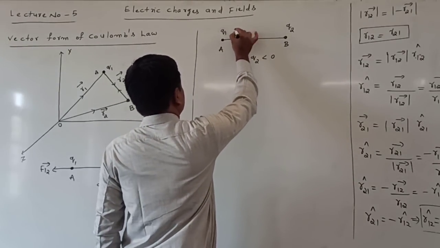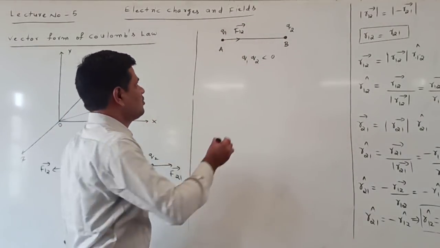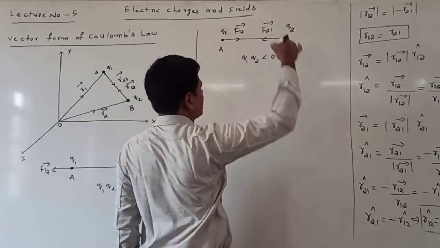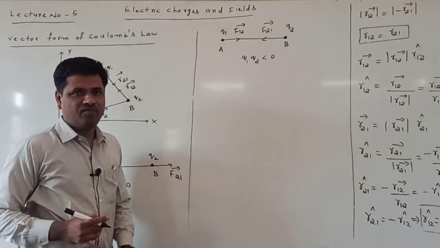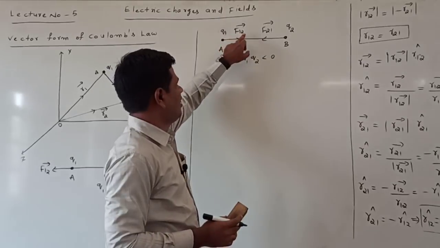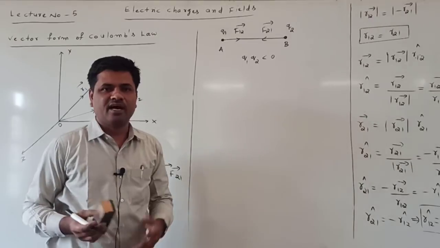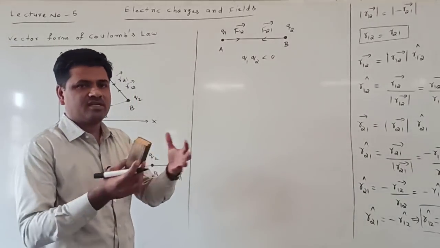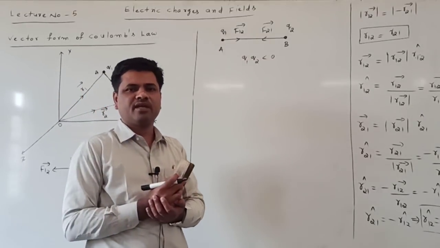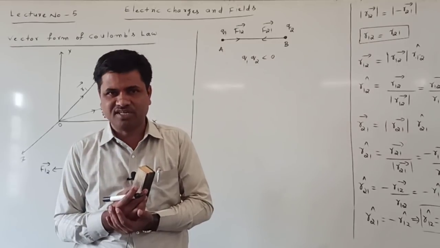Now F12 bar is the force acting on the Q1 charge due to the Q2 charge. F21 bar is the force acting on the Q2 charge due to the Q1 charge. They attract each other. Why attract each other? Because the force directions we give are in between the two charges, since both charges attract each other. The force of attraction is there.